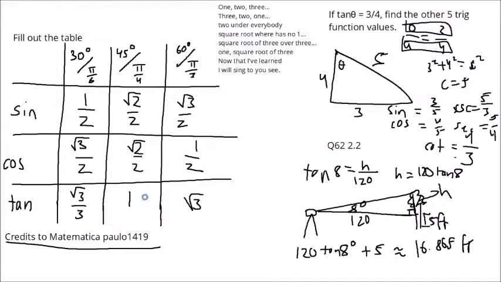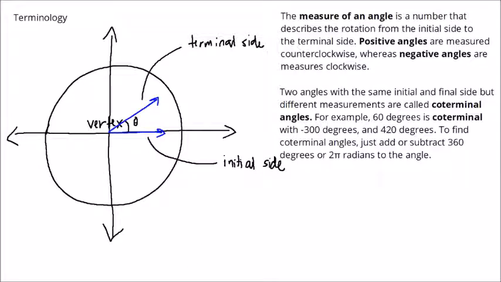Next, number 10. This is the start of 4.3. There you go. My head was blank. And we have some terminology to discuss. The measure of an angle. I'm gonna discuss all the terminology right now.